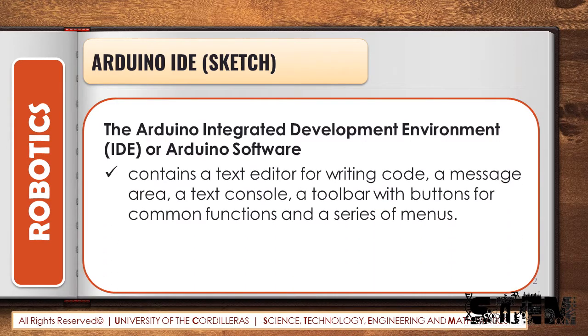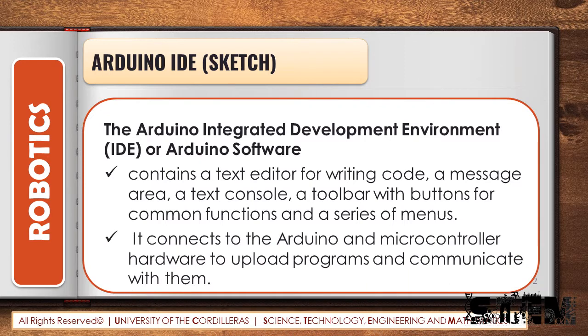The purpose of this is that it contains a text editor for writing code, a message area, a text console, a toolbar with buttons for common functions, and a series of menus. This also connects to the Arduino microcontroller hardware to upload programs and communicate with them. This is important in order for you to run simple setups such as lighting a bulb or creating your own sensor. Now, it is mentioned here that Arduino Uno IDE sketch, because when we say sketch, these are the programs written using Arduino software.